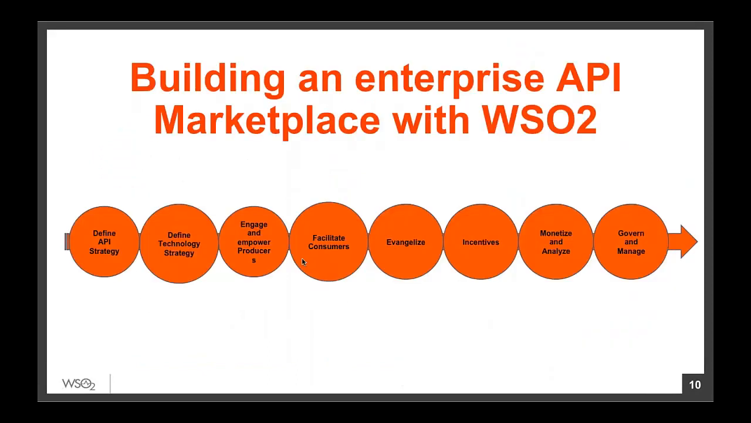So then the next step is to engage and empower producers and at the same time facilitate consumers. This is one of the most key aspects of a marketplace. You do have API management deployments out there, but the marketplace, as I mentioned, goes one step further and tries to ensure that the API management platform works in a sustainable manner and basically contributes back to business, right? And it basically promotes that platform business model.